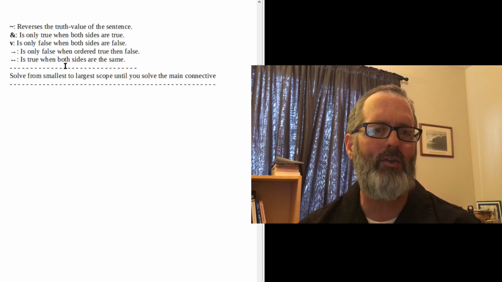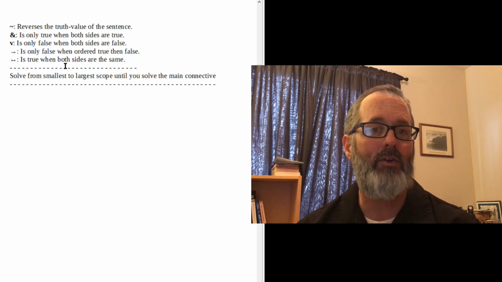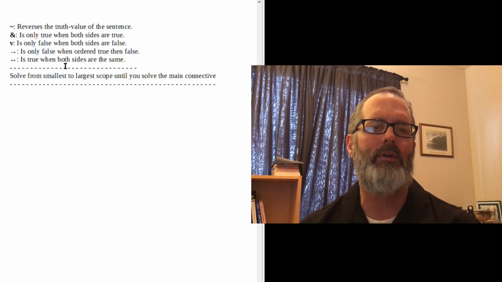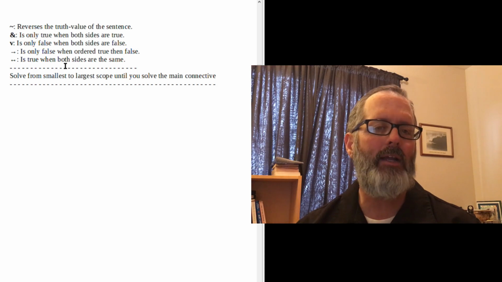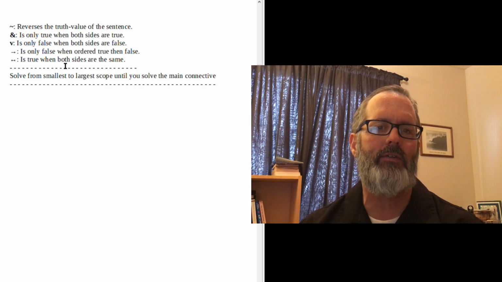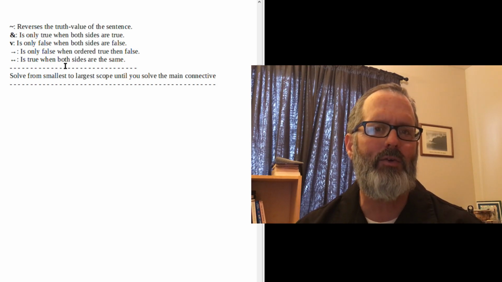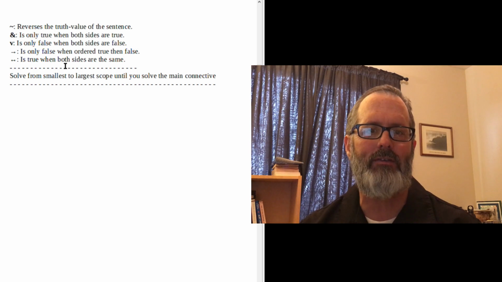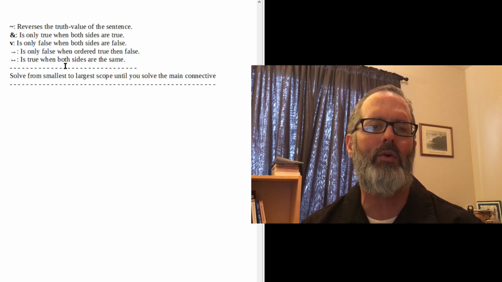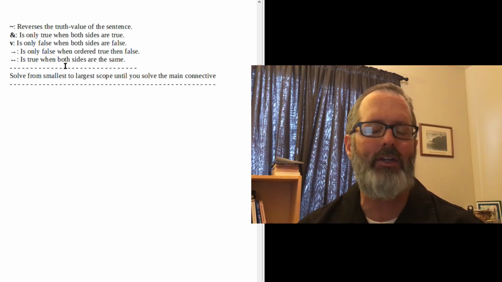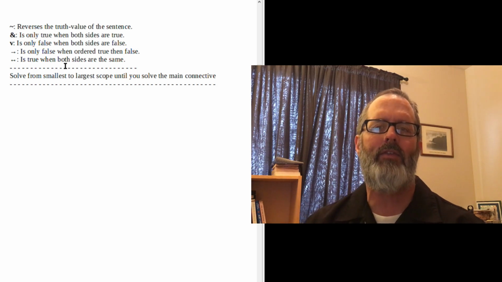A conditional is only false when ordered true then false. And. An and is only true when both sides are true. Biconditional. A biconditional is true when both sides are the same. Or. An or is only false when both sides are false. And. An and is only true when both sides are true. Conditional. A conditional is only false when ordered true then false. Negation, easy, reverses the truth value of the sentence.